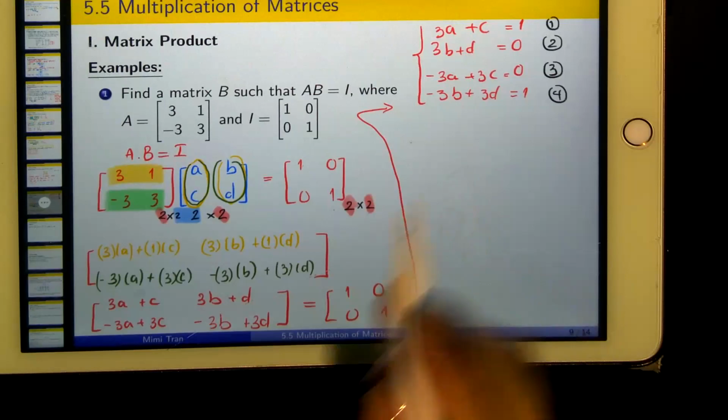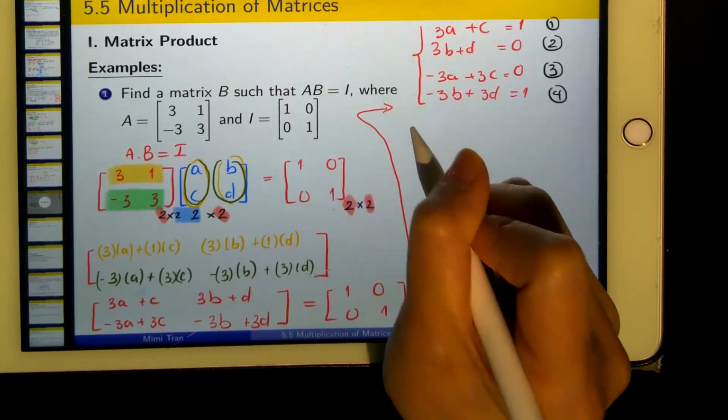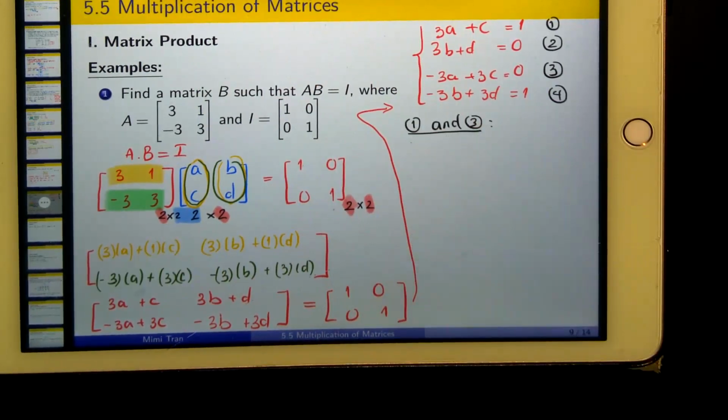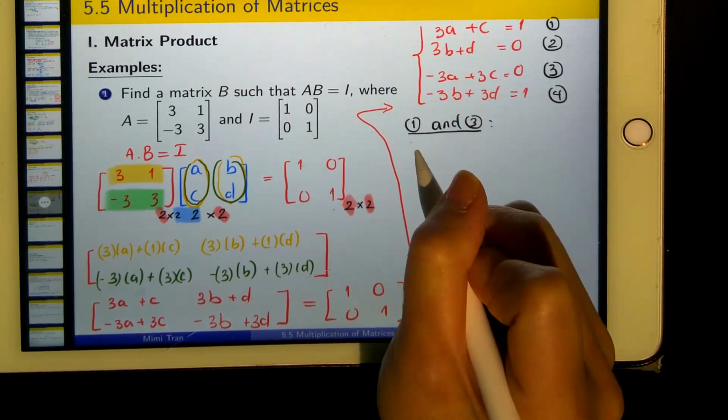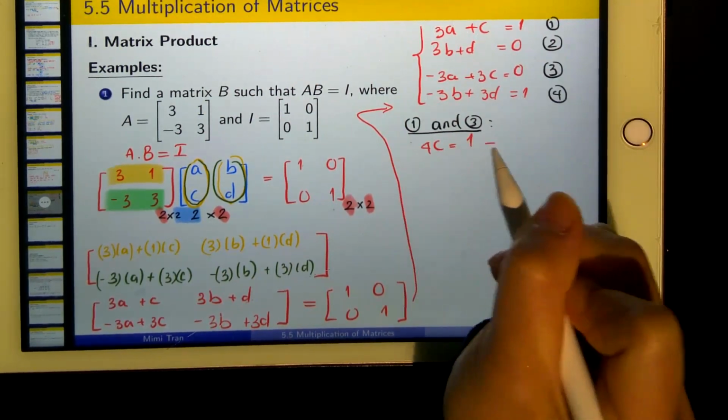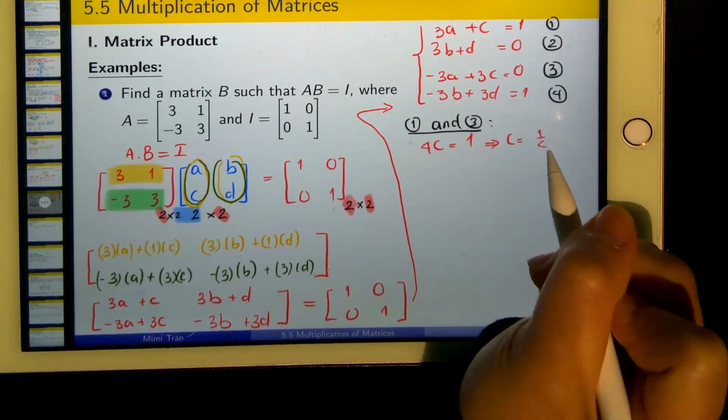Let's solve them. The reason I'm combining 1 and 3 is because they have the same variables, A and C. Can you solve for that? Equations 1 and 3, can I add them together? 3a plus negative 3a is 0, right? So c plus 3c, that's 4c. 1 plus 0 is 1. This implies c equals 1 over 4.